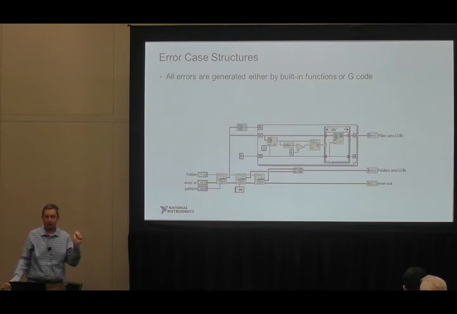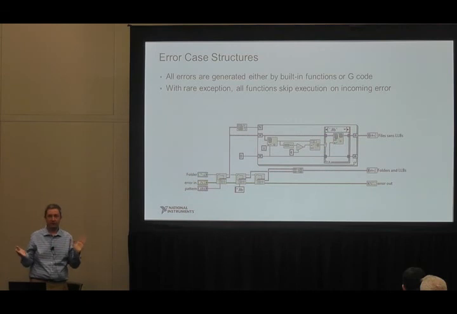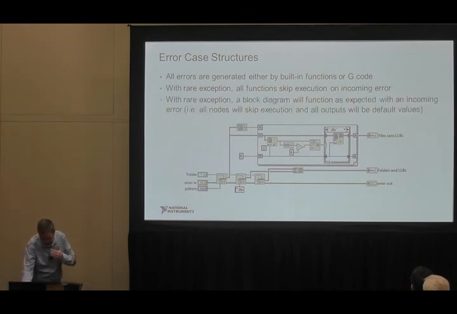So why are we bothering to waste time creating the error case structure around this diagram? We don't need to do that. We're wasting our time. We're wasting our block diagram space. With rare exception, functions like these are always just going to skip execution and pass the error into the error out. So with that behavior being the case, we really don't need to tell LabVIEW, no, really, don't do anything if there's an error, because LabVIEW's already not going to do anything if there's an error.